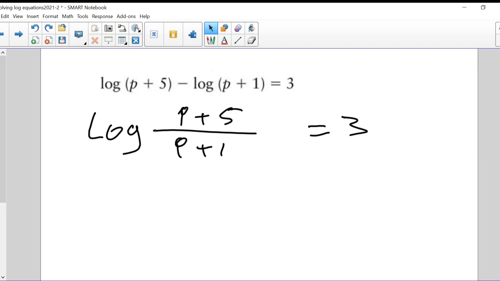So what does it look like in exponential form then? And by the way, I'm going to say you're both right. It is the exponential form that we need to look at now. So what does this look like in exponential form? So thank you, Ava. So the p plus 5 over the p plus 1 is equal to 10 to the power of 3.